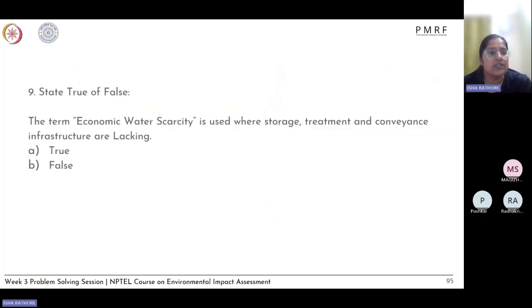So, state true or false. The term economic water scarcity is used where storage, treatment, and conveyance infrastructure are lacking. So, is the statement true or false?